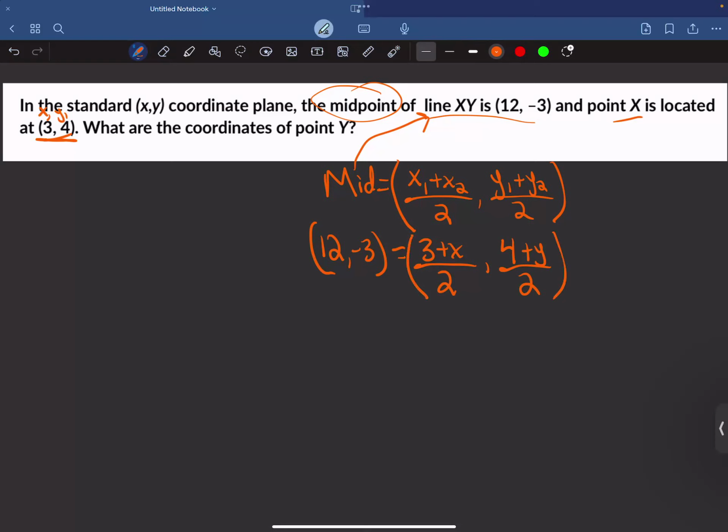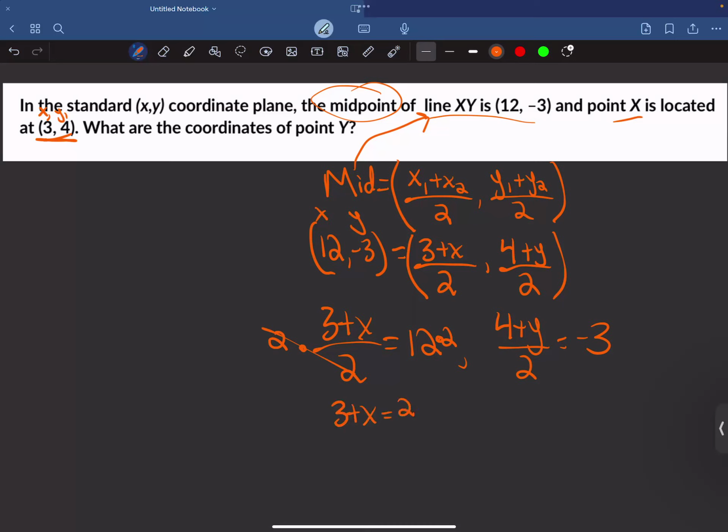Now I'm dealing with something. Well, how do I set this equal to anything? It's a coordinate pair. Well, your x's are going to deal with your x, and your y's are going to deal with your y's. So 3 plus x over 2 is going to be set equal to 12 because this is x, this is y. 4 plus y over 2 is going to be set equal to -3. Now you can solve, and what we're doing is we're finding point y. So multiply both sides by 2 here to get rid of that. So then you're left with 3 plus x equals 24.